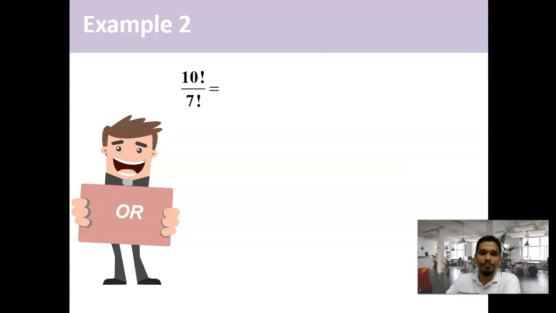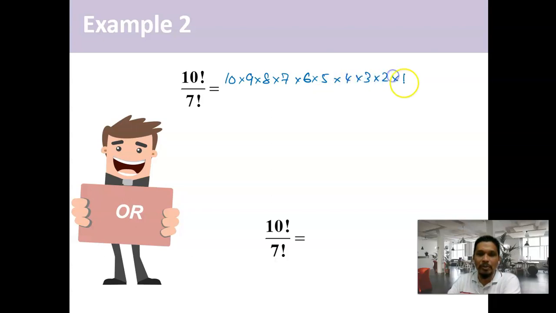Example number 2. Okay, for this one now, 10 factorial divided by 7 factorial. 10 factorial first, which is 10 times 9 times 8 times 7 times 6 times 5 times 4 times 3 times 2 times 1, divided by 7 factorial, which is 7 times 6 times 5 times 4 times 3 times 2 times 1.